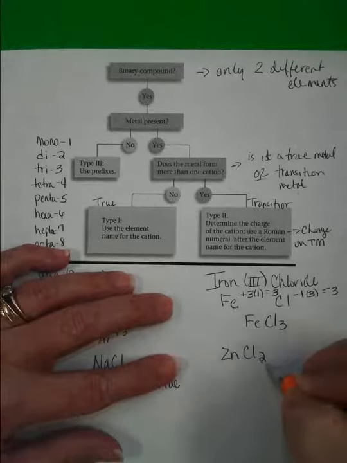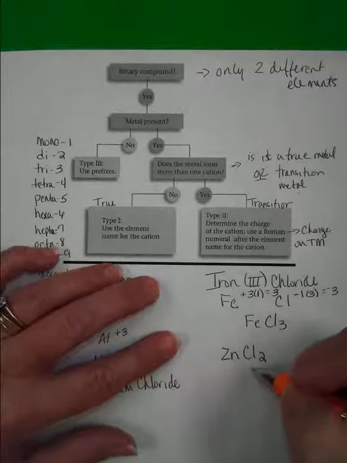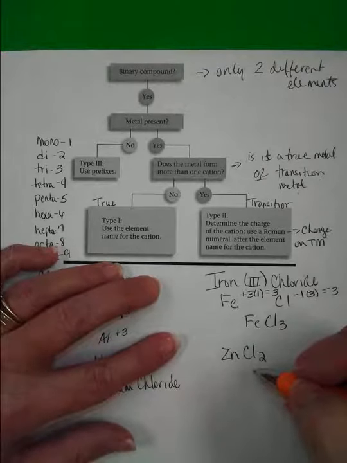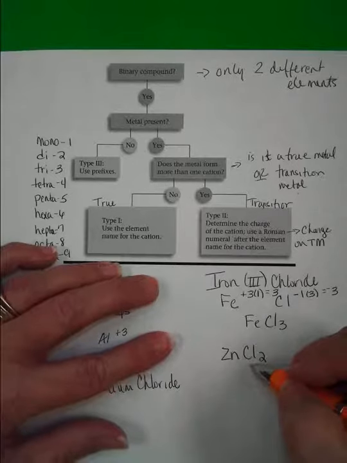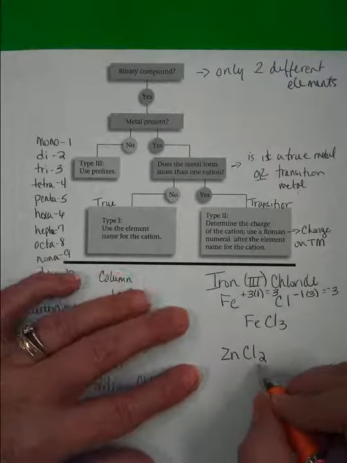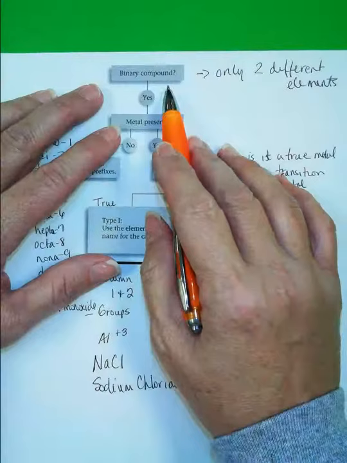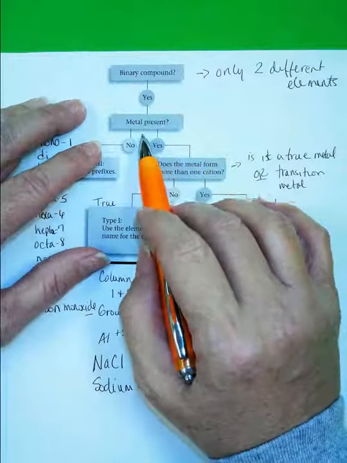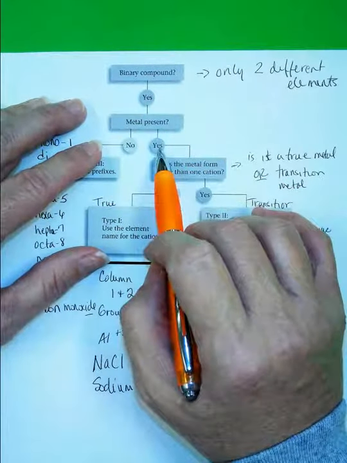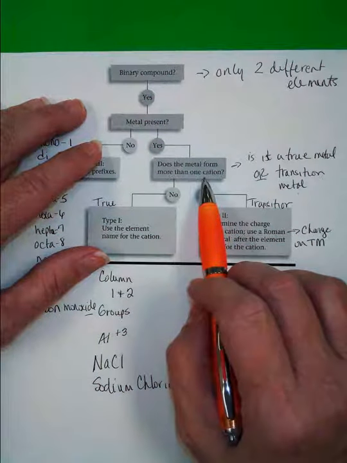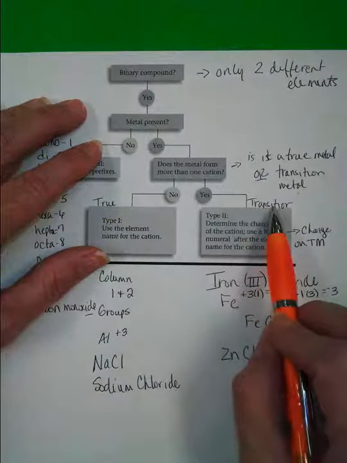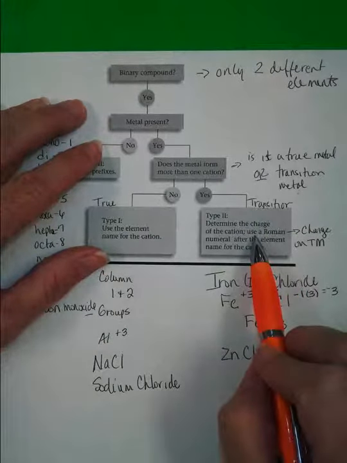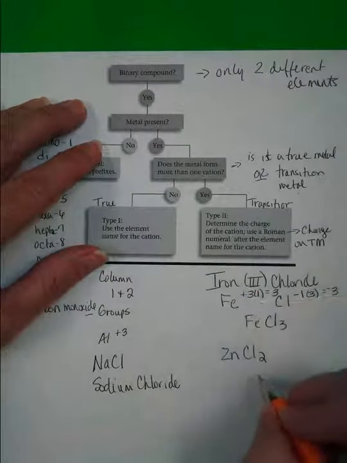Now going backwards, let's say that we have, for example, ZnCl2. Even though, if they don't give you a charge, we always say zinc is positive 2, we're going to treat it as a transition metal when we name it. So we look at this and ask, is it binary? The answer is yes. Is there a metal present? Yes. Does the metal form more than one cation? It can. So we say yes, it's a transition metal, and we're going to use the Roman numerals to determine the charge.